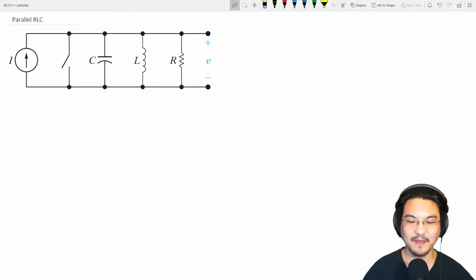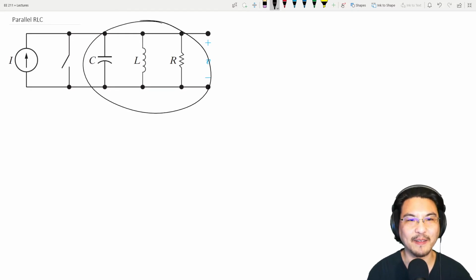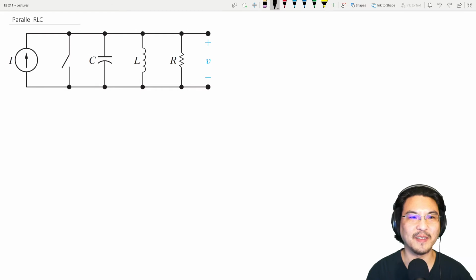Hey everybody, let's start combining resistors, inductors, and capacitors all in the same circuit. So let's start off with them in parallel, and then let's do a natural response, and then we can try out the step response, and then we can combine them in series, and then do natural response and step response. Okay, so let's start off.